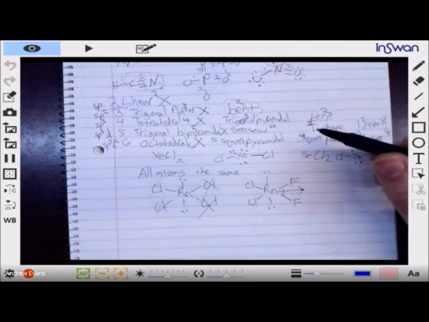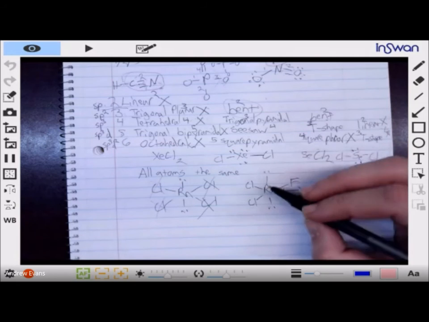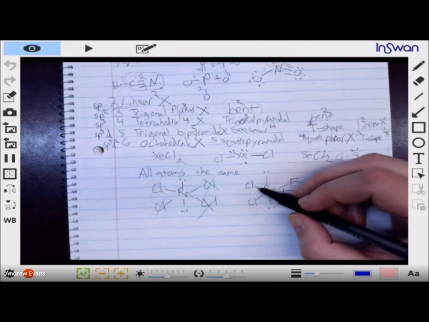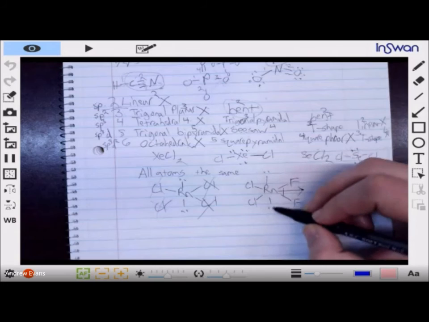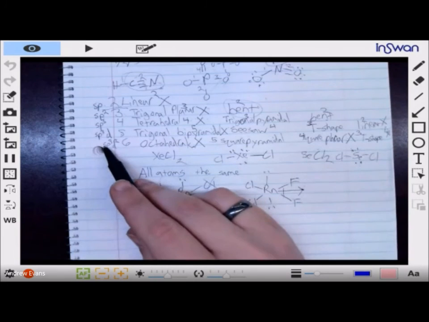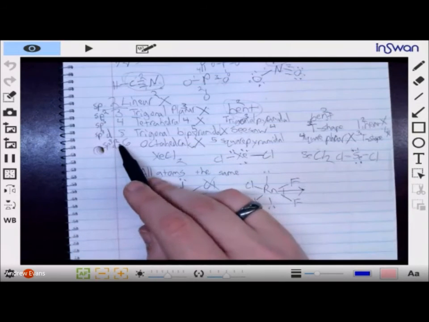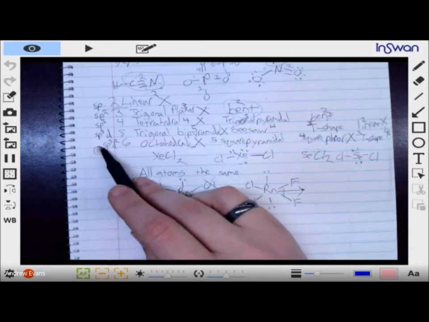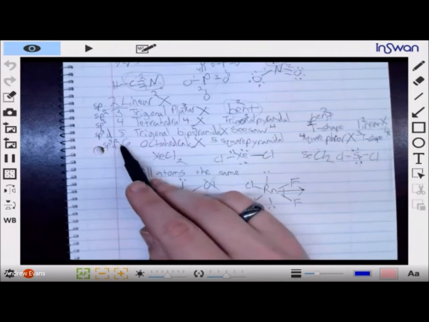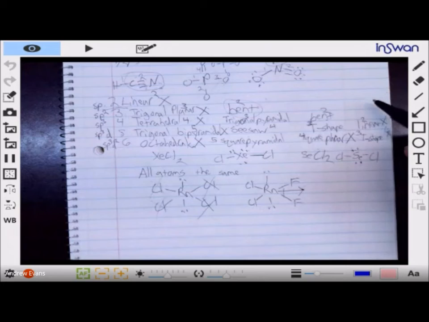But to do a problem like that, you might have to draw it out. So this one, radon tetrachloride, with one, two, three, four, five, six things. So I need one S, three P's, and two D's. One plus three plus two is six. Six electron domains. I need a hybridization that has six.